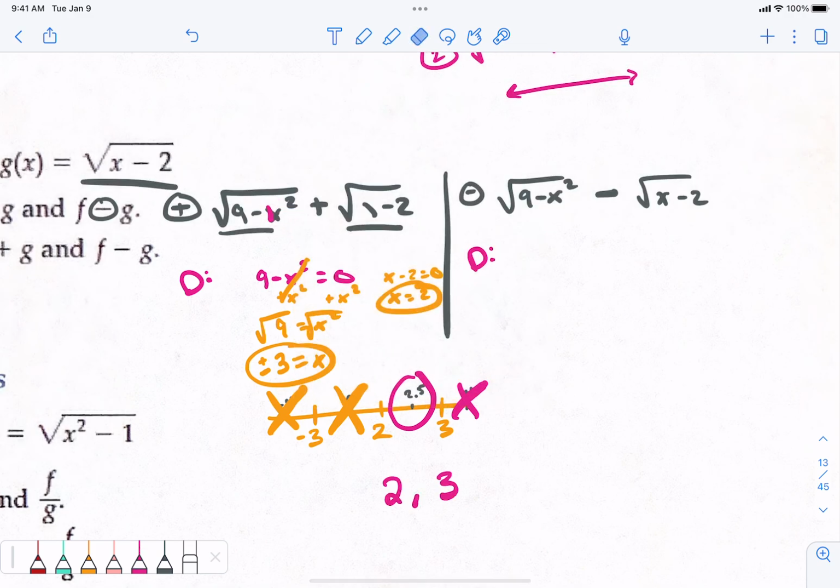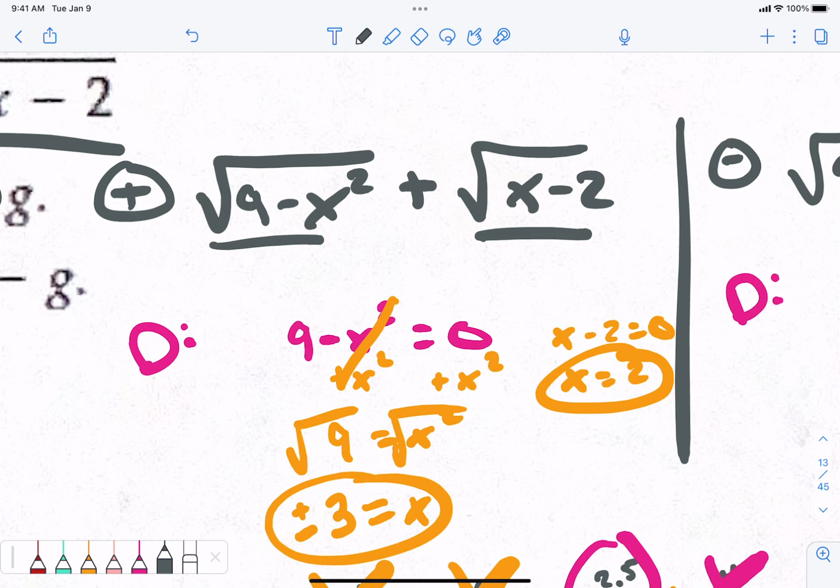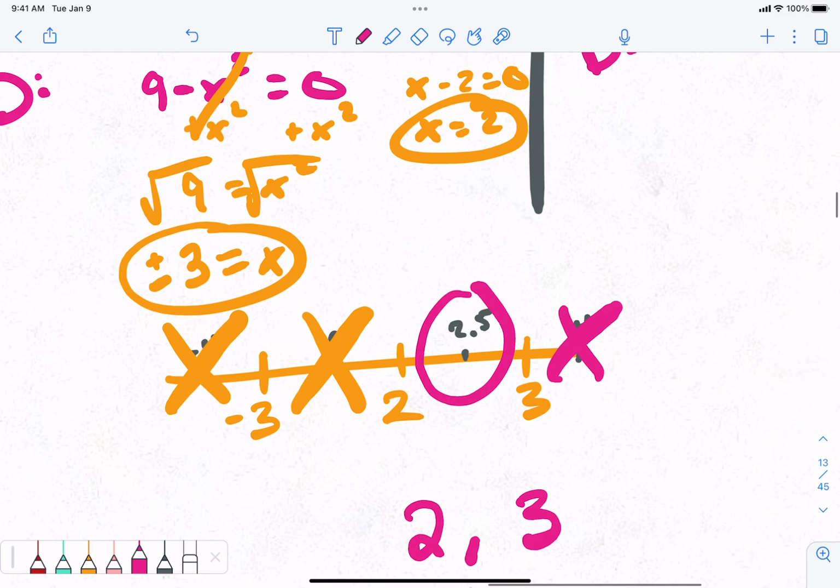Can I plug 2 in? Can I plug the number 2 in exactly? Like if I plug 2 in here, this would be 9 minus 4, which is the square root of 5. That's okay. That can work. 2 minus 2, that is 0. Can I take the square root of 0? Sure I can. Okay, so I can plug 2 in, so I'm going to put a bracket.